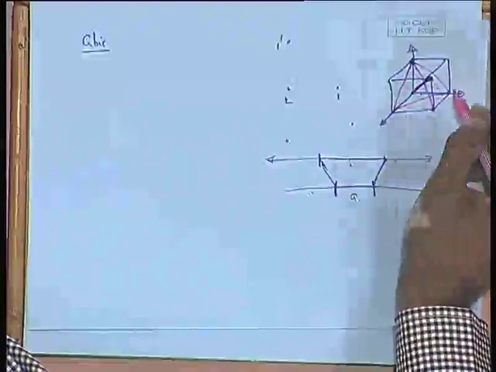So, this particular plane is called the octahedral plane. The reason why we call it an octahedral plane is because there are 8 such planes, 1-1-1. If you think of the possible combinations of 1-1-1, bar 1-1-1, bar 1 bar 1 bar 1, 1 bar 1 1 like that, you will see 8 such combinations possible. So, it is 8 octahedral planes.